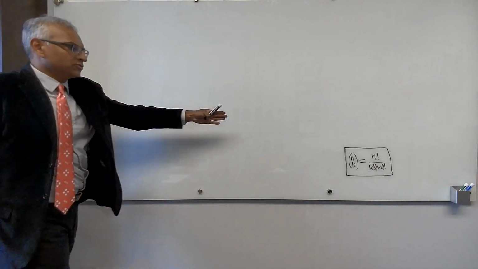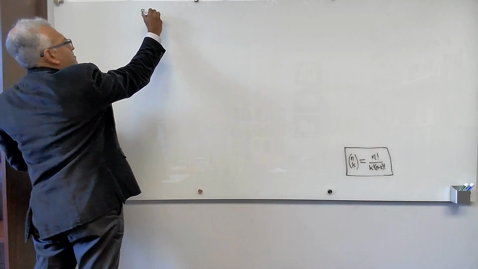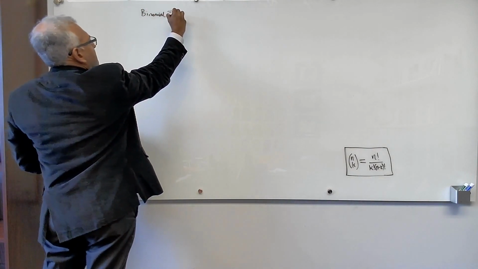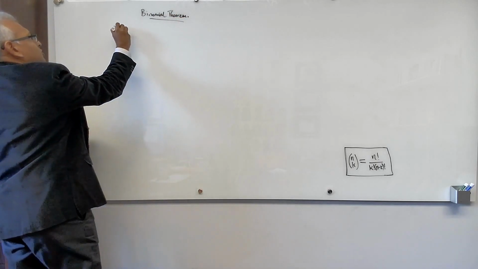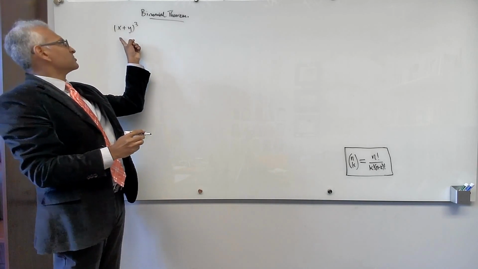Okay, so one powerful use of these binomial coefficients is the binomial theorem. So let's consider the binomial (x + y)^3. This is called a binomial because it's got two terms, x plus y, cubed.